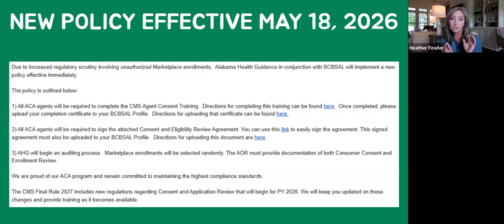And it says optional to the side because it has been optional, but now this is going to be required for Blue Cross agents here in Alabama. And then once you get finished with it, you're going to get a certificate that says you've completed this consent training. It's going to be very similar to the one you get when you do your FFM training. But then you need to upload that to your Blue Cross portal.